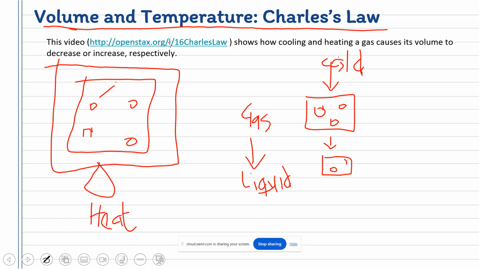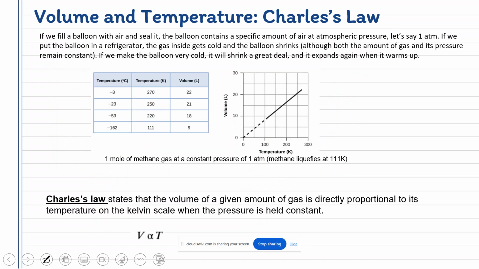Okay, so that brings us to our big discussion for today: the effect between volume and temperature of gases. Okay, so we want to read this together. If we fill a balloon with air and seal it, the balloon contains a specific amount of air at atmospheric pressure. Let's say the pressure was 1 atm.